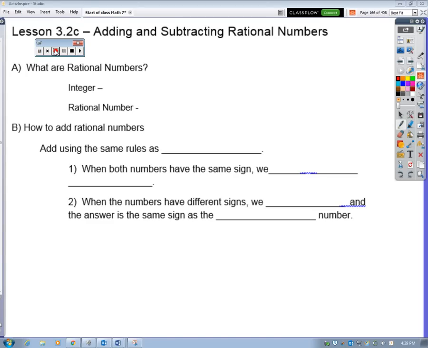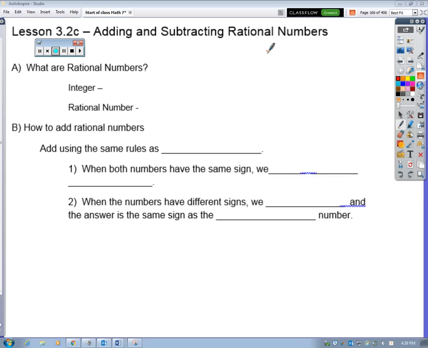Alright, my math friends, we are actually jumping into 3.2c now. Now we are actually going to be doing the lesson in the book, 3.2. Finally, we're getting to this. And we're going to talk about adding and subtracting rational numbers. We're going to be working with positive and negative numbers today.